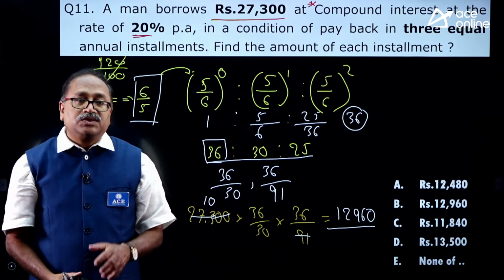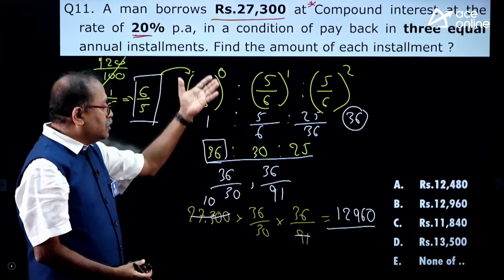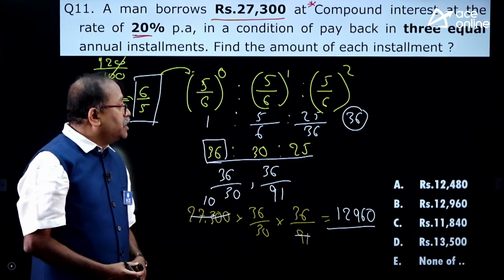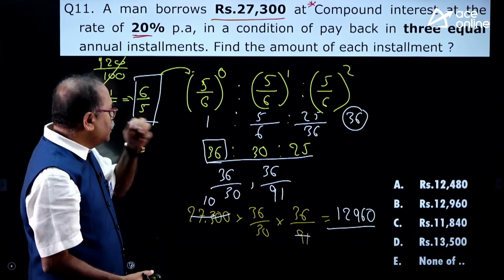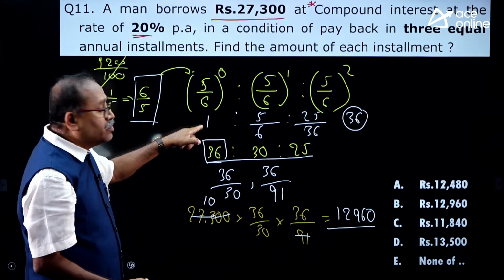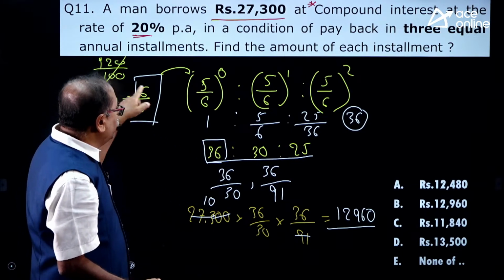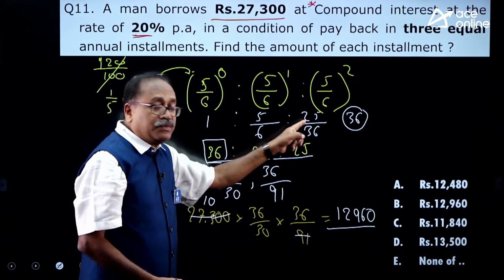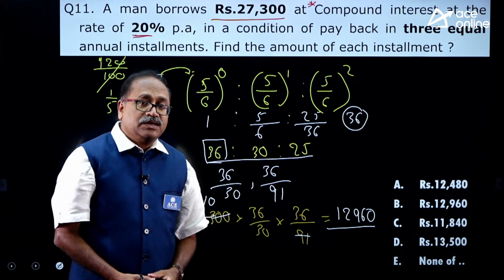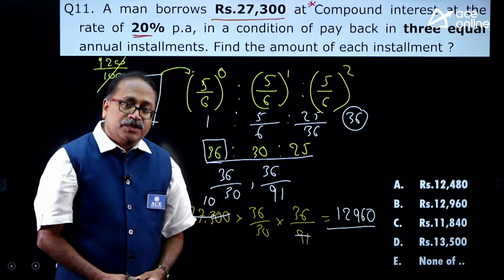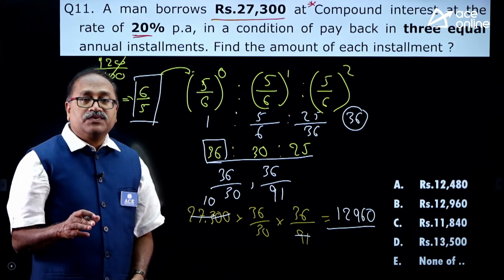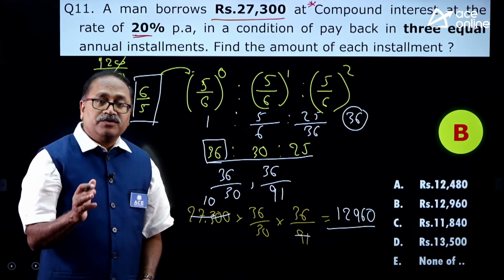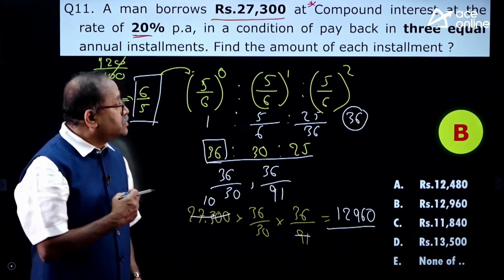Okay? At least if you are not able to answer the question, you have learned the method, but in the exam do not write everything step by step. You know that the first one will be 1, the second one will be 5 by 6, and the third one will be the square of this, that is 25 by 36. Not to worry, hope you have learned this. Option choice B is the answer. I am moving on to the next question.